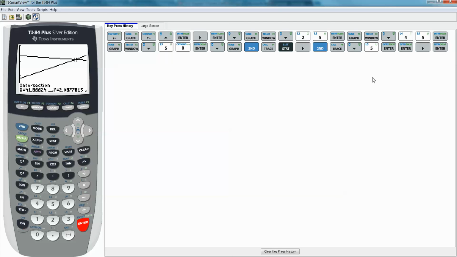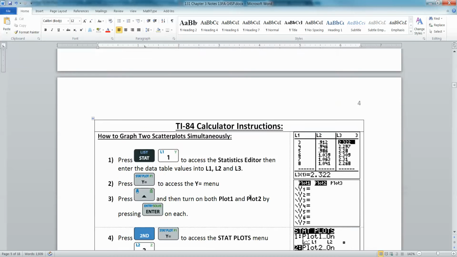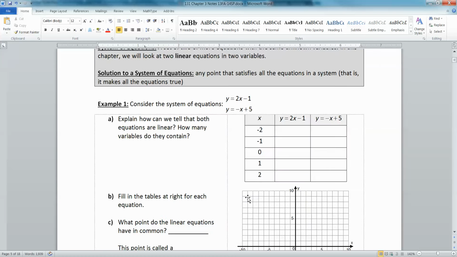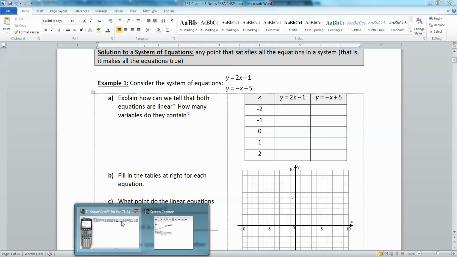Easy as that. All right, I think we've got time. Yeah, we do. So let's do another one. So let me go grab the notes. And we had this one to begin with in the first problem where it was 2x minus 1 and negative x plus 5. So let me go back to the calculator.